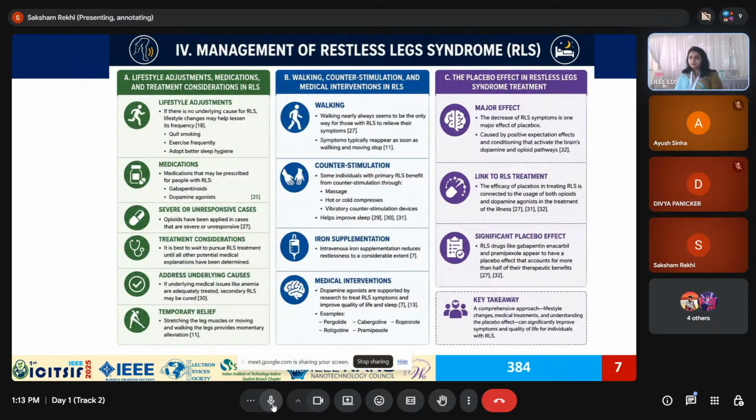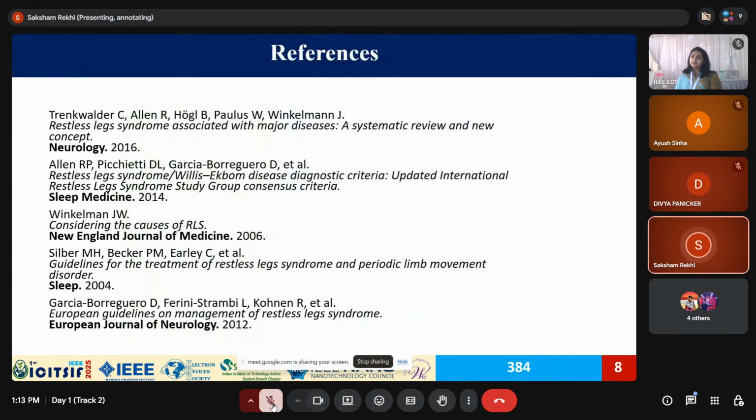Another management: walking, counter stimulation, and medical intervention in RLS, like iron supplementation, which includes intravenous iron supplementation. It reduces restless leg syndrome to a considerable extent. Medical intervention includes dopamine agonists, which are supported by research to treat the RLS symptoms and improve the quality of life and sleep. These are the references.